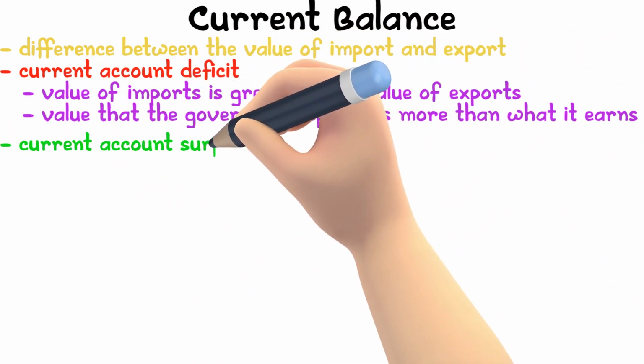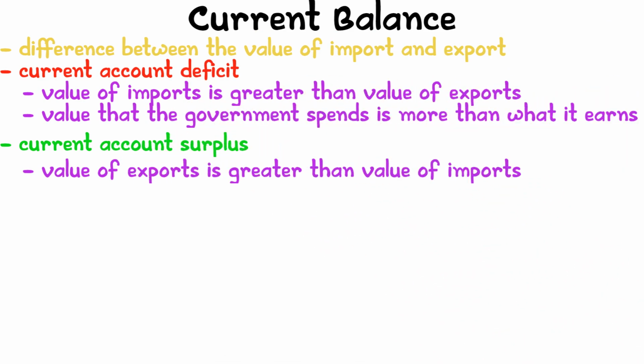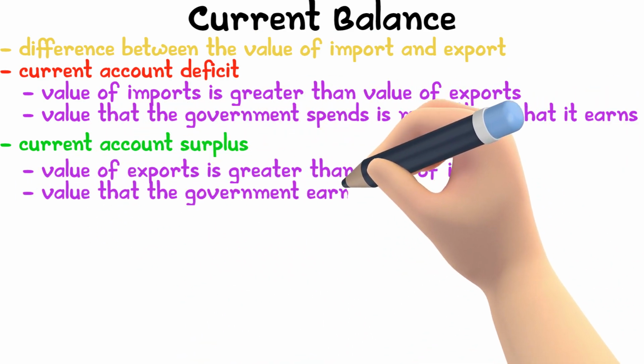Current account surplus is when the value of exports is greater than the value of imports. This is good because the nation is earning more than what it is spending.